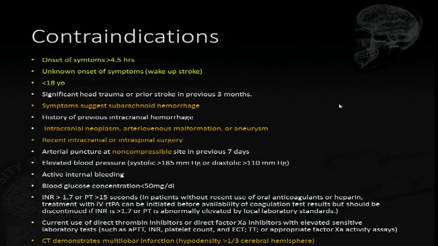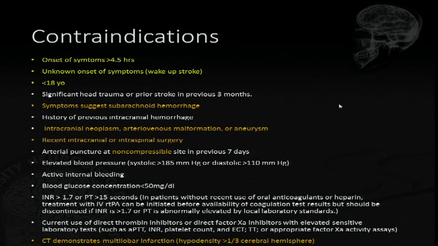In orange, you can see the ones that are related to the imaging that you're going to be looking at. So subarachnoid hemorrhage, intracranial neoplasm, AVM, or aneurysm in case you do a CTA. If you don't do a CTA, then you're not going to know if there's one. Recent intracranial surgery, if you have any post-surgical changes in the scans, you should tell about them. And in case you were involved in an arteriogram that was done 7 days prior, you have to know that an arteriogram is not a contraindication.